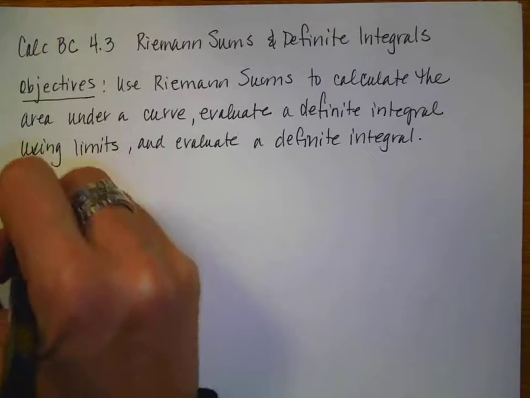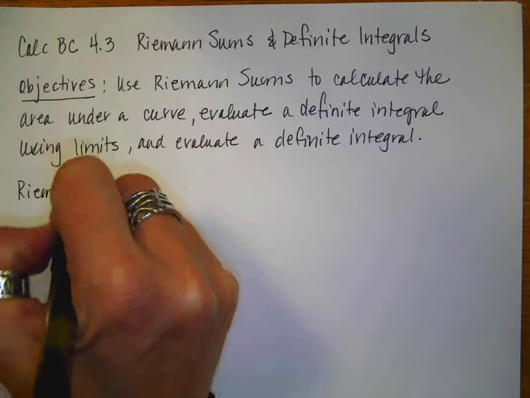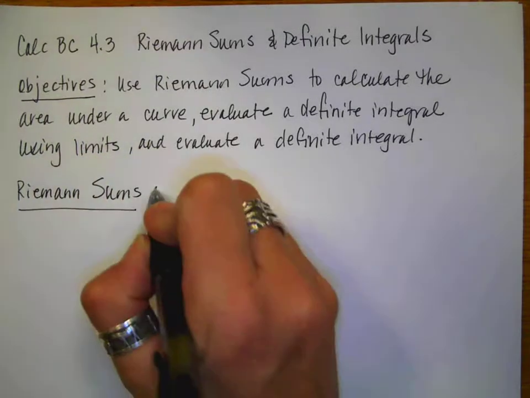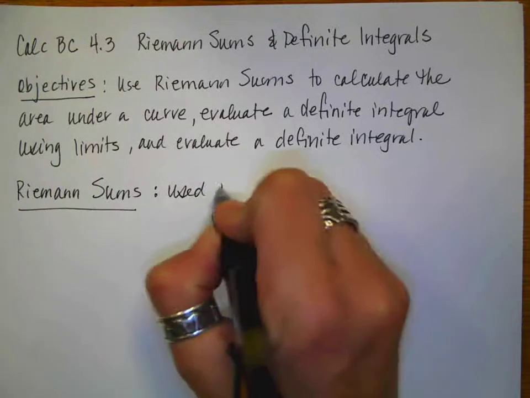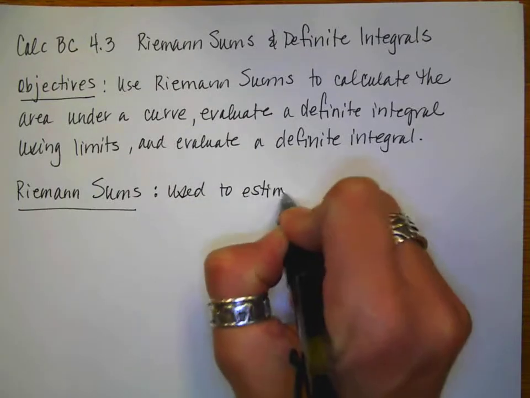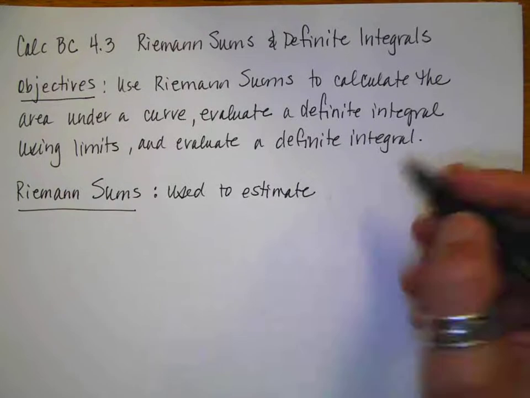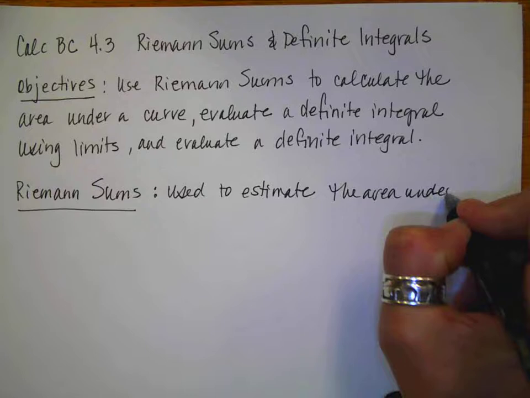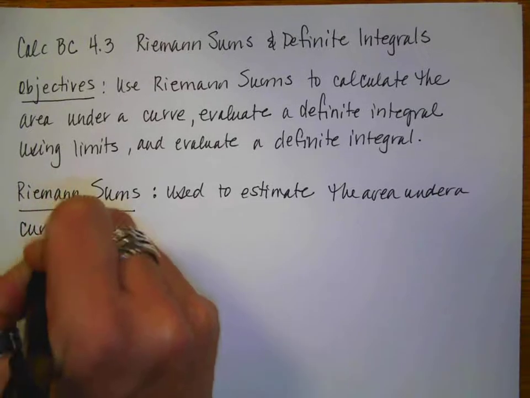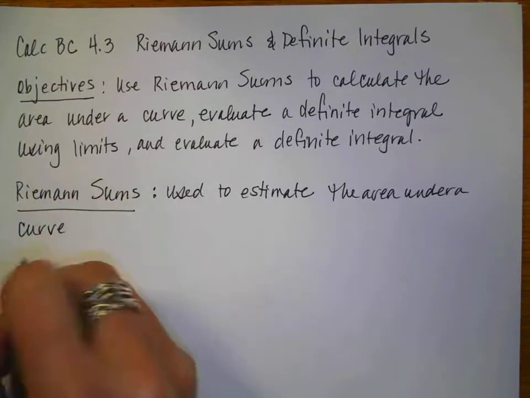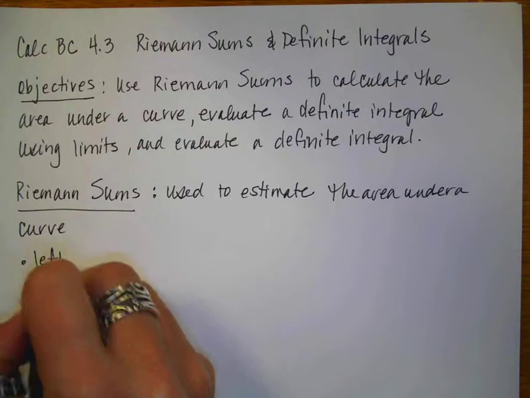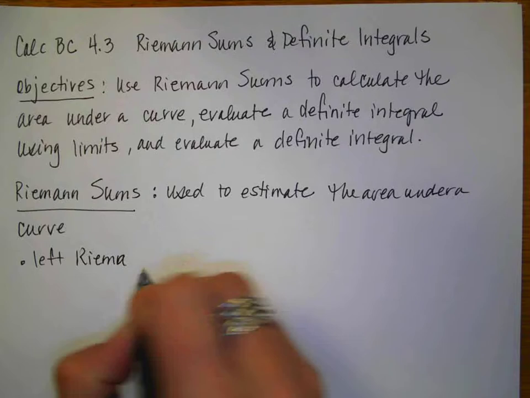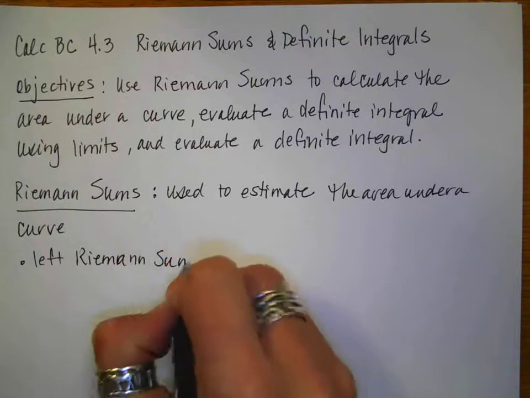So let's talk about our Riemann sums first. Remember that these are used to estimate, because we're not doing a definite integral, the area under a curve. All right, so if you'll think about it, a left Riemann sum.